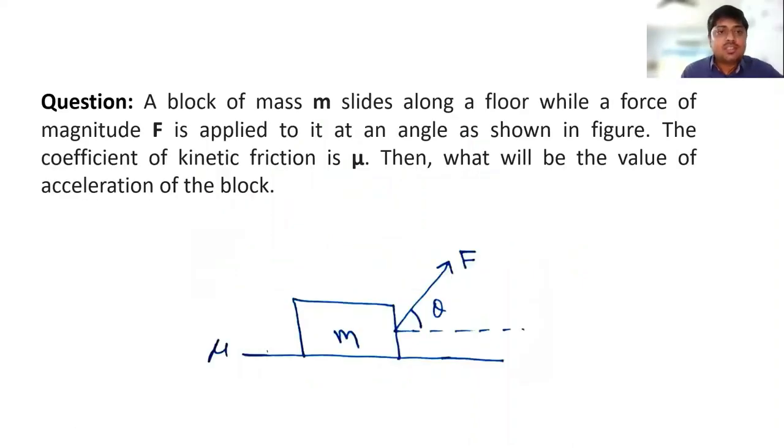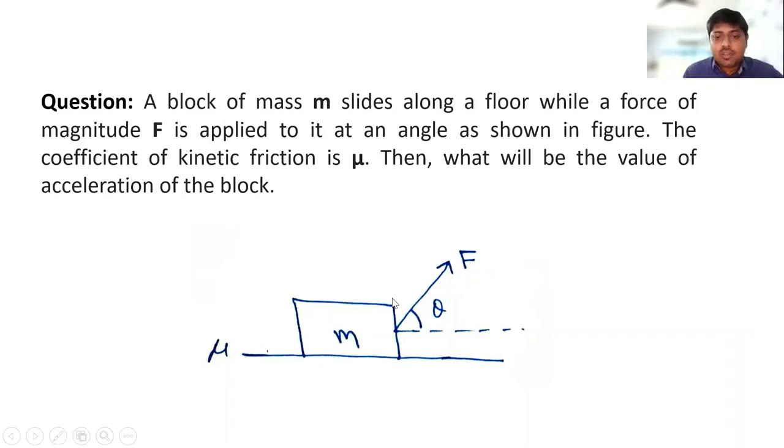Our next problem is a block of mass m slides along a floor while a force of magnitude F is applied to it at an angle as shown in the figure. The coefficient of kinetic friction is mu. Then what will be the value of acceleration of the block? So first, let's understand this problem using this diagram.